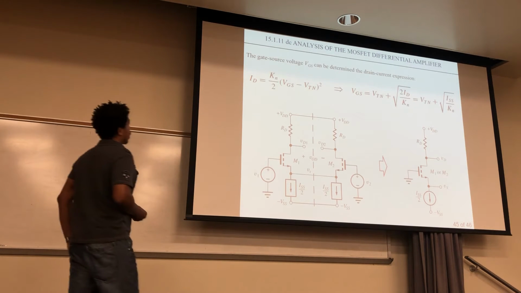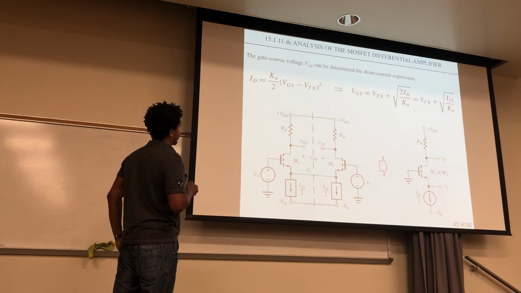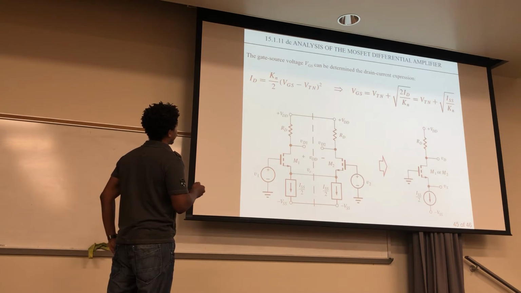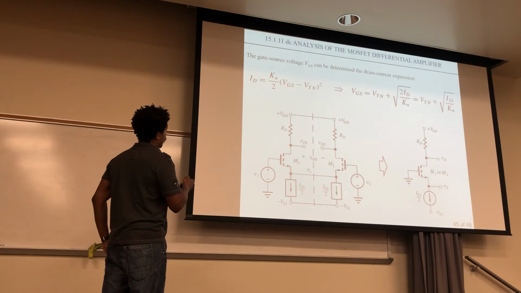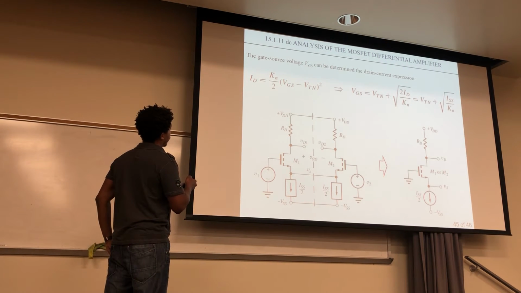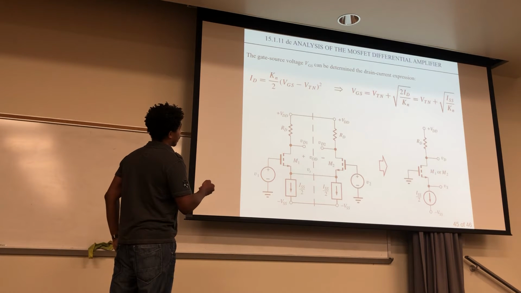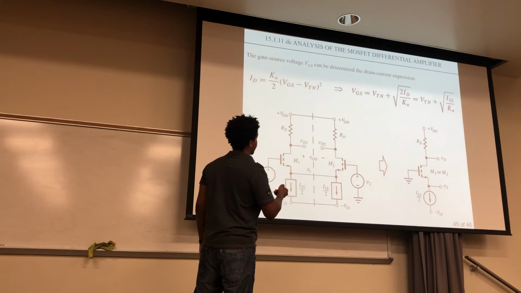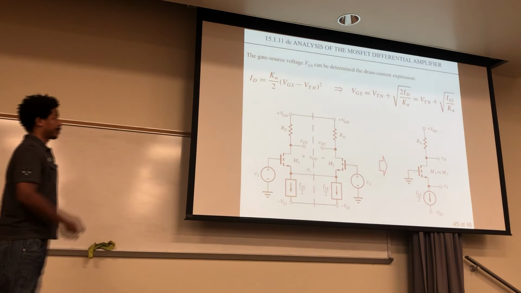Okay. And also the gate source voltage, this VGS, can be determined using this drain current expression right here. And we've seen this before. So in solving this equation for VGS, the gate source voltage, we get this. And then we'll make the realization that this ID, the drain current right here, is going to be ISS over 2. So just the ISS goes here, and the 2s cancel. Okay.